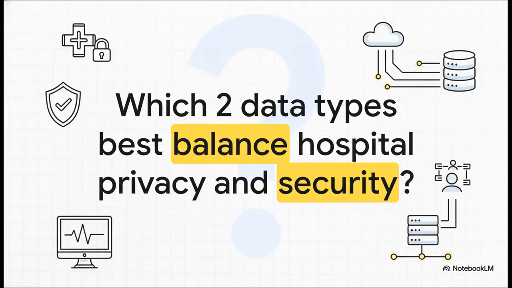All right, to wrap things up, I want to leave you with a little thought experiment to really apply what you've learned. Picture a hospital's network. This is a super sensitive environment, right? You have to protect patient privacy like it's the most important thing in the world, but you also have to watch out for really serious cyber threats. So, thinking about those 5 data types, which 2 would you pick to strike that perfect balance? Give it some thought. It's a fantastic way to check if you've really got it.